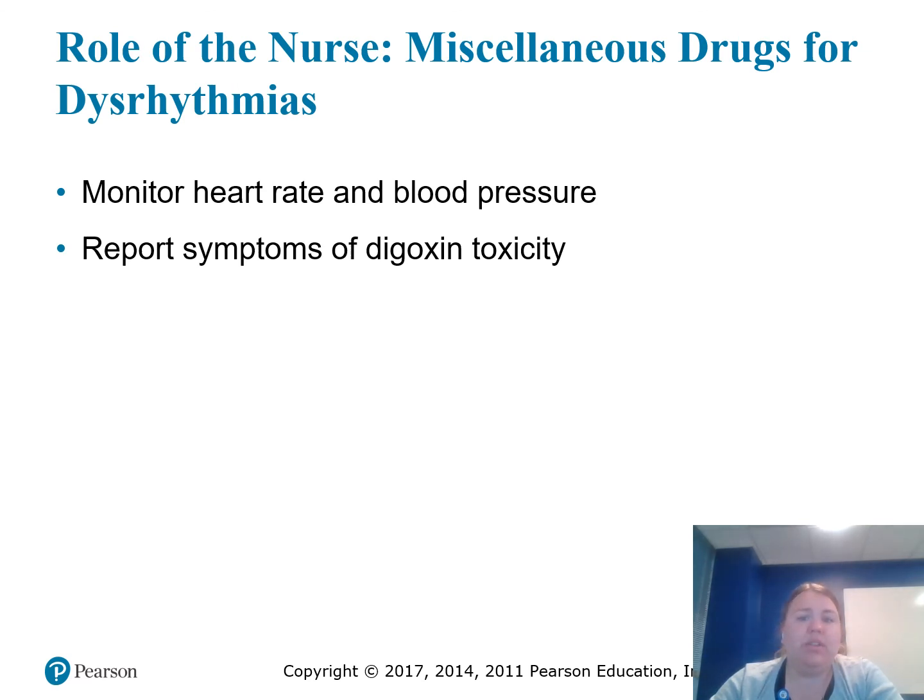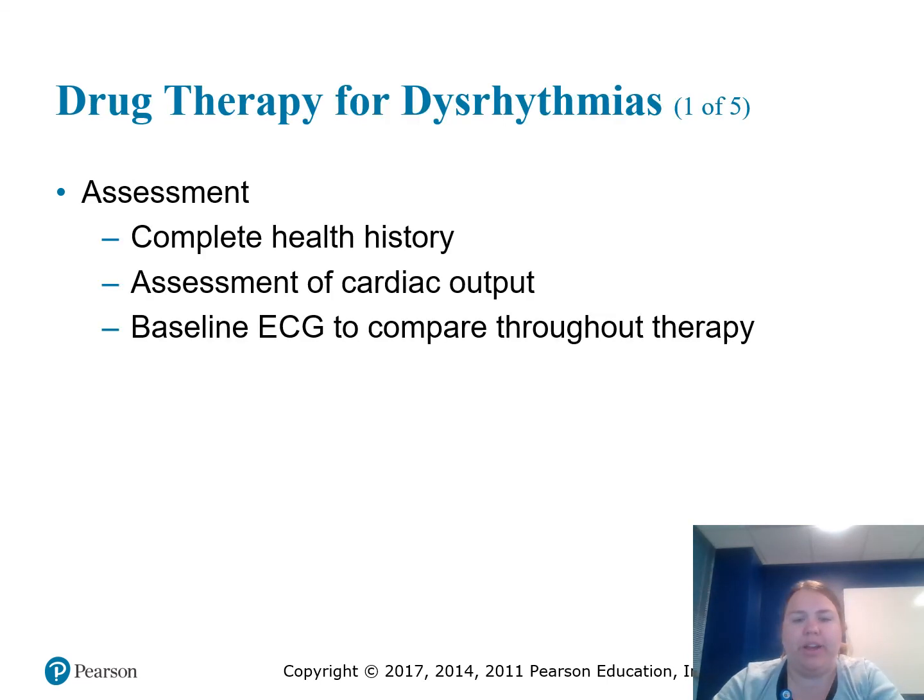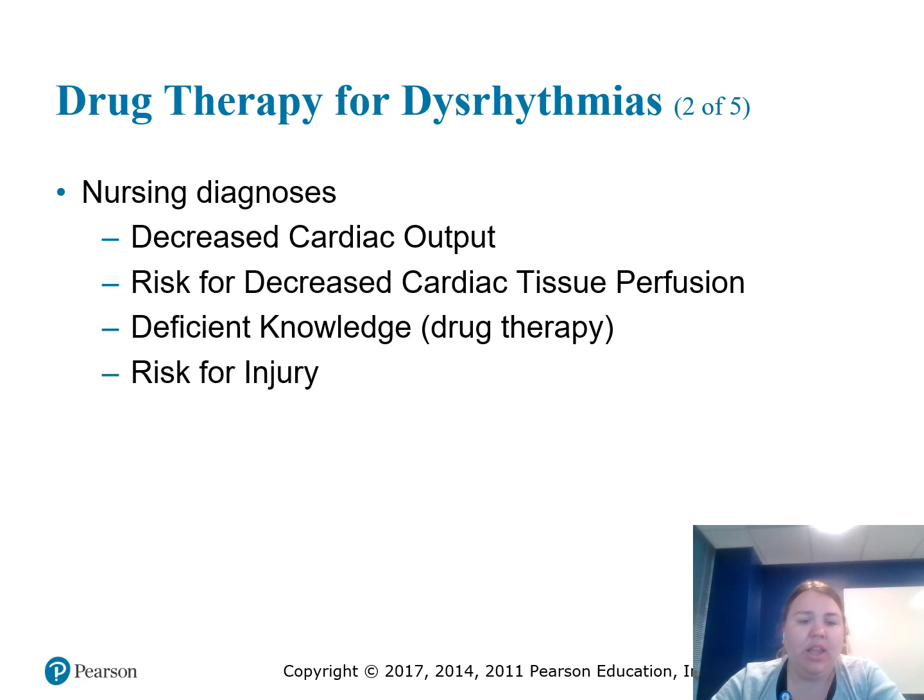Now, for the miscellaneous drugs, okay, we talked about DIG toxicity, visual disturbances, nausea, vomiting. Also, they need to monitor their heart rate and blood pressure. If those are off, they need to inform their provider. So, drug therapy. Before you give any antidysrhythmic medication, you need to get an assessment of their cardiac output. You need a baseline of their EKG because you need a baseline prior, during, and after. Some nursing diagnoses: decreased cardiac output, risk for decreased cardiac tissue perfusion, knowledge deficit, especially with their medications, and risk for injury.